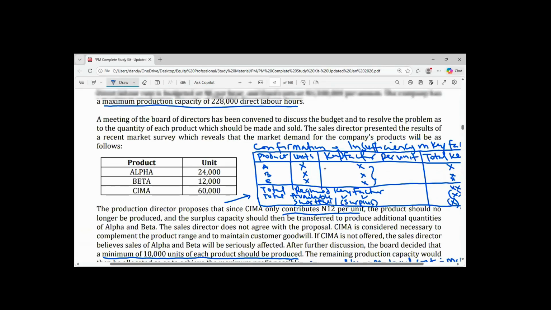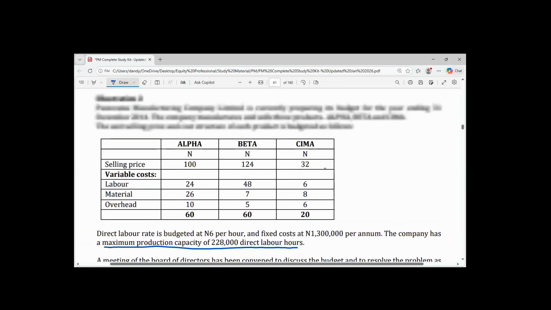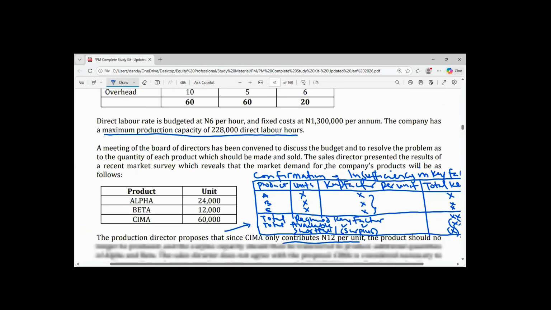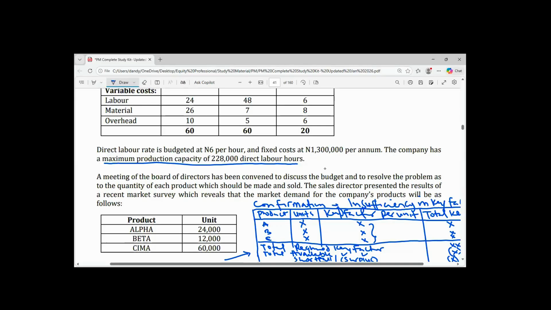When you look at this question, when you are reading, after the first table, the examiner mentioned that the company has a maximum production capacity of 228,000 direct labor hours. So this is a clue. In all cases, examiner will always be giving a clue in the question. So this simply means that direct labor hour is the key limiting factor, because 228,000 direct labor hours is what the company has.